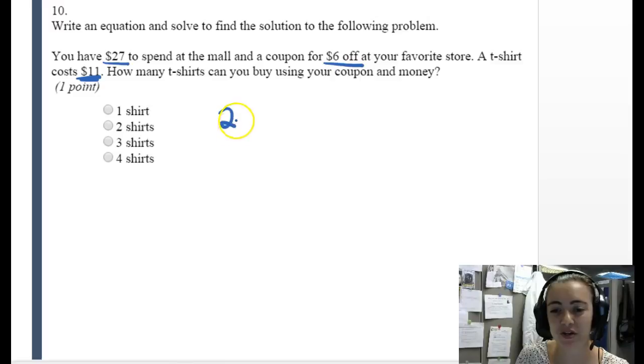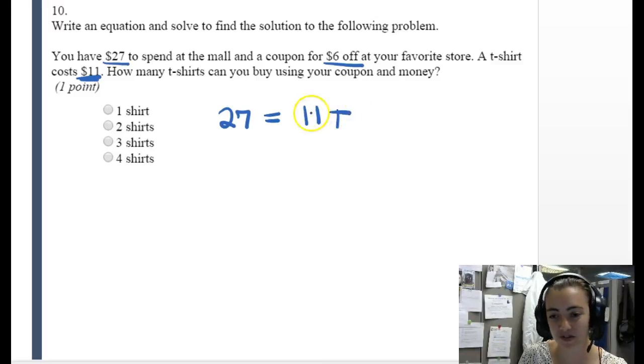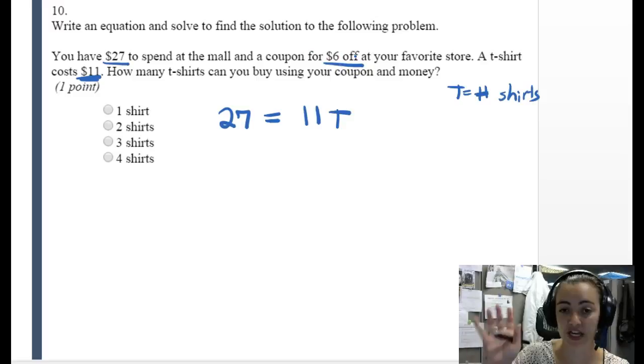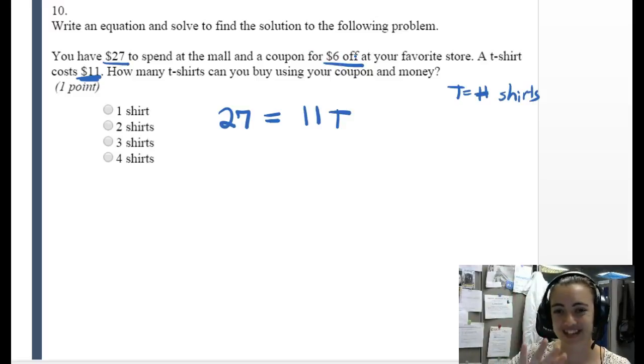But I think of, well, I have 27 total dollars. That's all the money in my wallet. I want to know how many t-shirts I can buy where each t-shirt is $11. So when you repeatedly add, that's multiplication. So 11 times T, we'll talk about the price of how many t-shirts I make if T is the number of t-shirts. And I have that coupon, so it's $6 off. So it's taking how much my shirts cost and subtracting the $6. So one equation you could write could be 27 is equal to 11t minus 6.